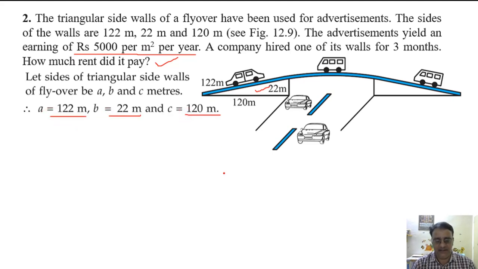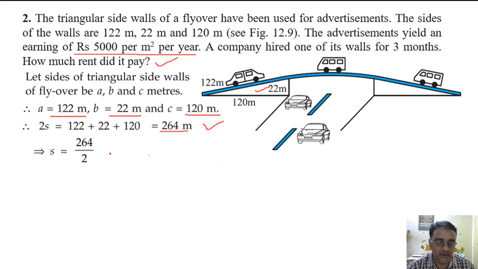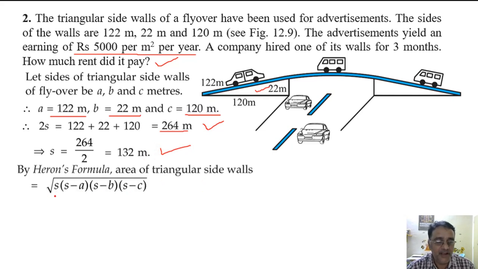So what is the perimeter here? If you add all the three numbers, what will you get? a plus b plus c. What are you getting? 264. Right. Very good. Now what is the semi perimeter here? Half of this. 132. Right. Very good. Now we'll write the formula, Heron's formula. Root of s into s minus a into s minus b into s minus c. So now substitute the values of s, a, b, c.